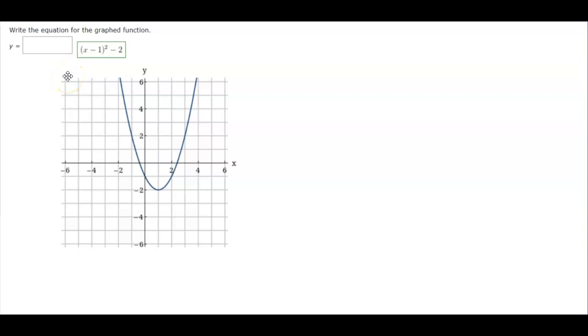Okay, so here we want to write an equation for the graphed function. So we're going to take data from the graph itself. And the first thing that we can recognize here is that we have the vertex, which is located at (1, -2). So the first thing we know is that we have the vertex, which is located at (1, -2).